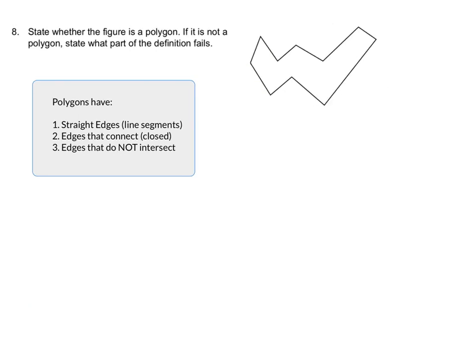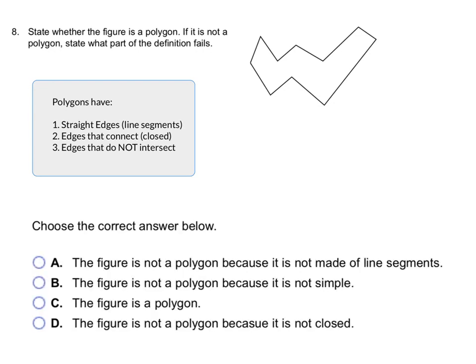State whether the figure is a polygon. If it is not a polygon, state what part of the definition fails. Again, polygons must meet three criteria. It must have straight edges called line segments. The polygon must be closed, meaning all the edges must connect, and the edges cannot intersect or cross each other.